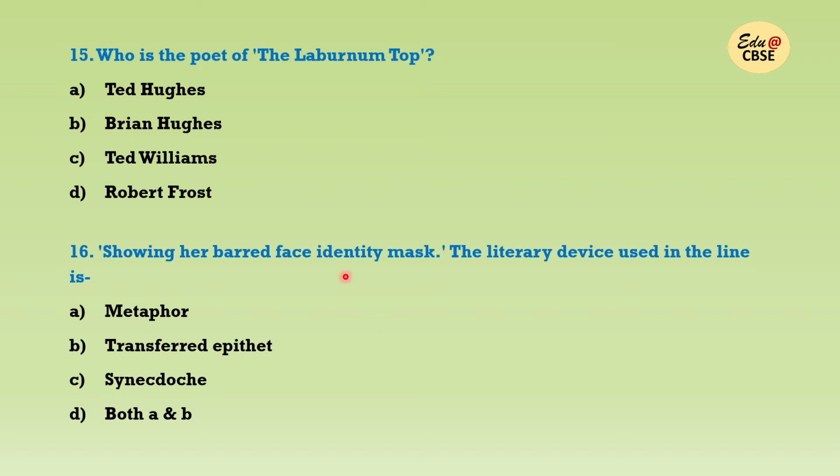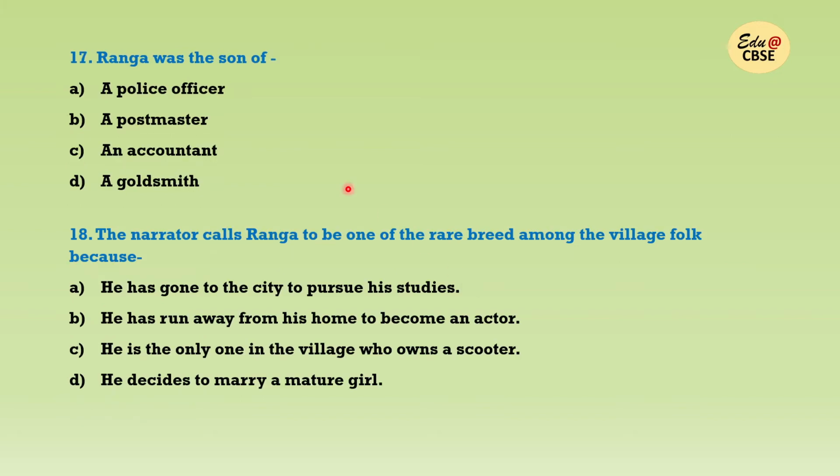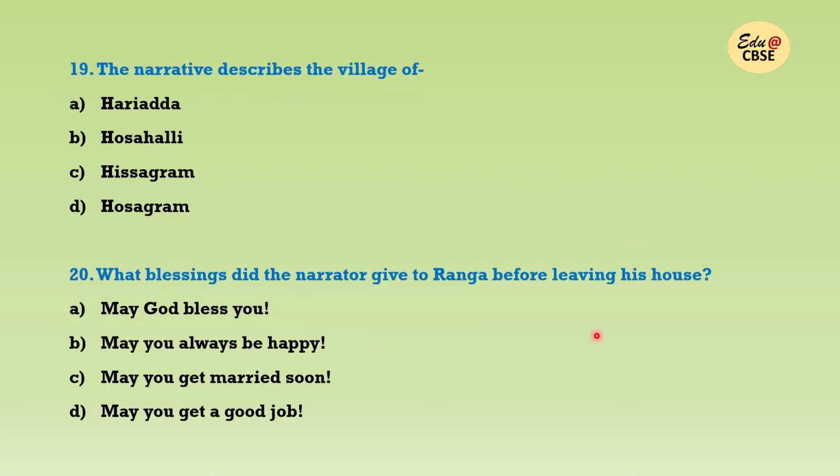After that, the questions from Ranga's marriage will begin. So showing her barred face identity mask. You have to identify the literary device used in this line. Now 17th, Ranga was the son of. 18th, the narrator calls Ranga to be one of the rare breed among the village folk because, to find the answer. 19th, the narrative describes the village of.